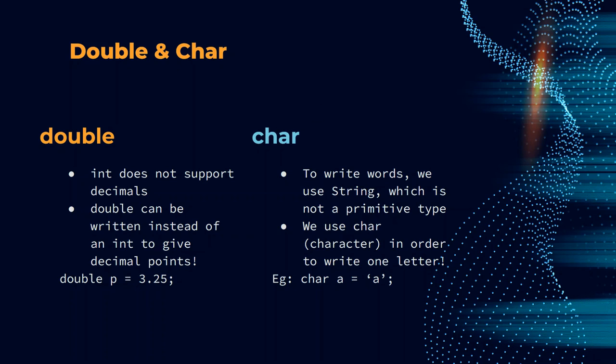So next we have char. To write words, we use string, which is not a primitive type, and we'll go over strings in the future of this course. However, we use char in order to write one letter or one character. Char represents character. Let's look at this. An example could be char a equal to apostrophe a apostrophe. If we use a quotation mark, for example, that represents a string. However, if we use an apostrophe, that's a char. So it's really important to know the difference between char and string. I know we haven't gone through string yet, but we will go through string in the future.